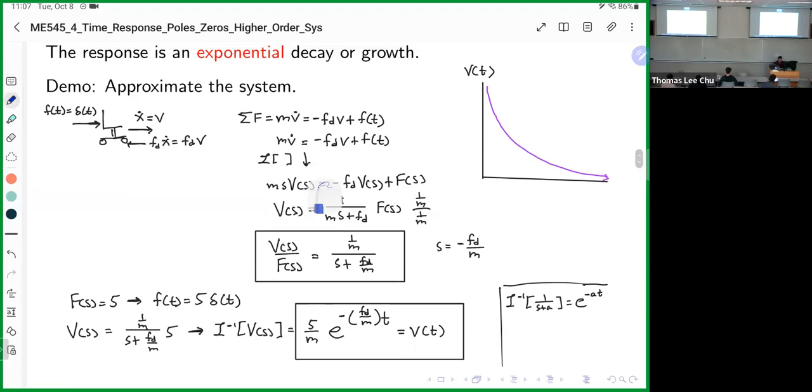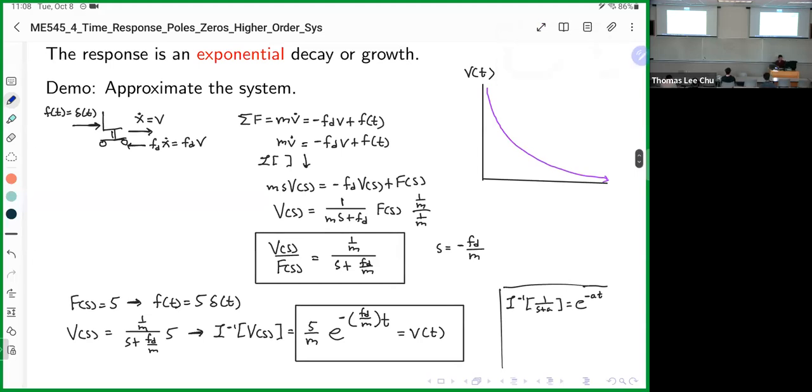You can see that the decay rate is dependent on the mass, and also my initial velocity as well. The heavier I am, the slower my initial velocity will be. If I'm pushing with the same number of units of force but I weigh heavier, then my initial velocity is going to be slower, but I also have a slower decay as well, which is interesting. So if you think about the intuition behind it, hopefully that makes sense. That's what makes first order systems very easy to understand.